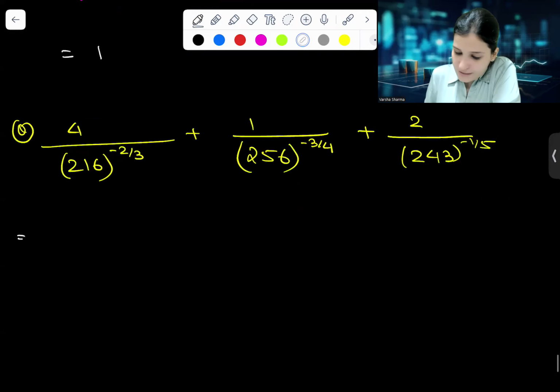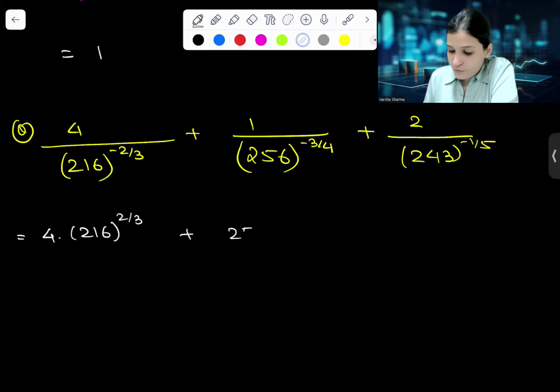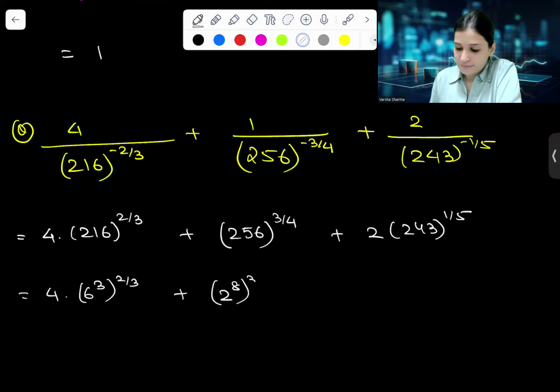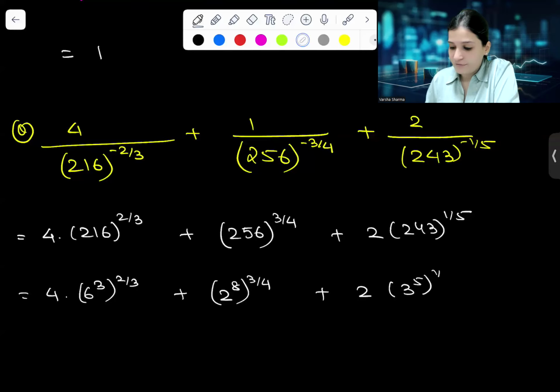See, first, the numbers can come to the numerator. You can simplify them there also, any which way. So 216 power plus 2 by 3, 256 to the power plus 3 by 4, 2 into 243 to the power plus 1 by 5. Now, 216 can be written as 6 cube, 256 can be written as 2 power 8, and 243 can be written as 3 power 5. Any doubts still here?